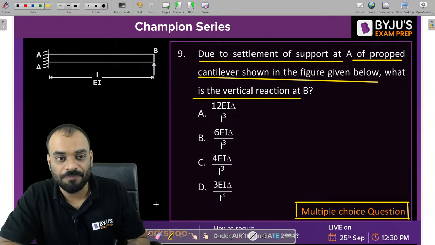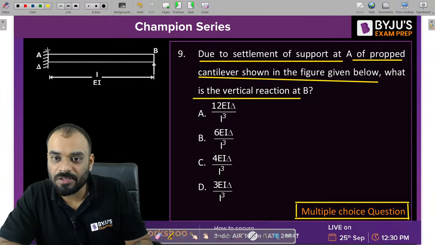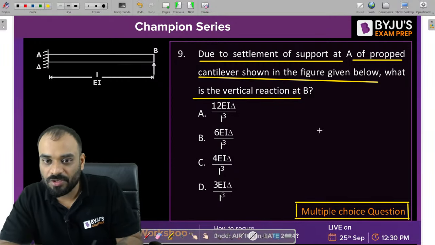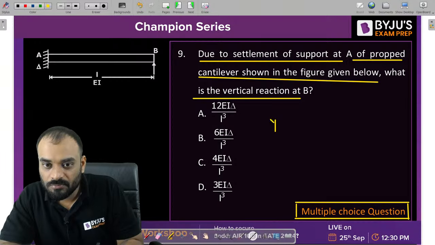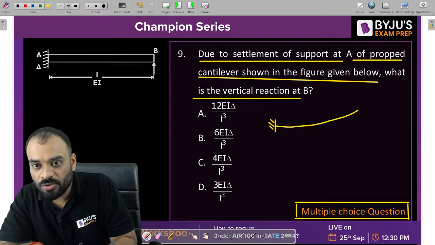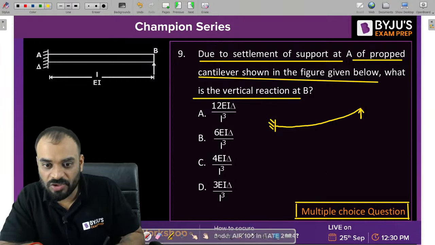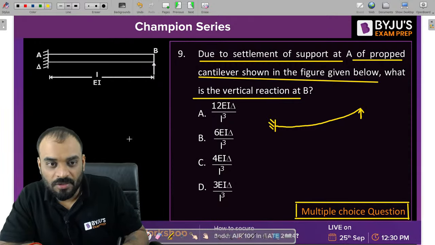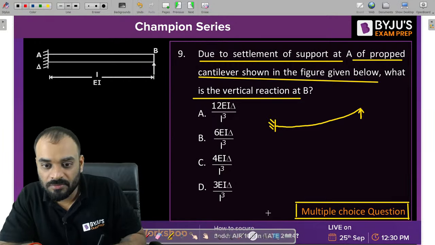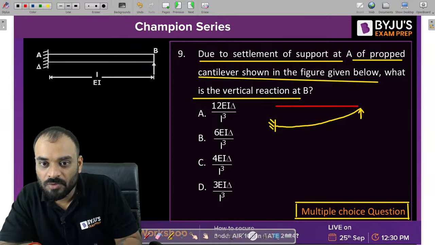That is the problem. Now let us suppose guys, this particular support A of the propped cantilever will settle down, okay, like this. This support is settled, okay. Now you can observe guys, at this particular end we are having only one reaction, which is to be like this, okay, and this is the amount of settlement, which is basically delta, correct?